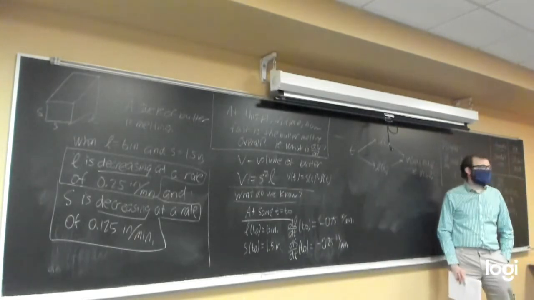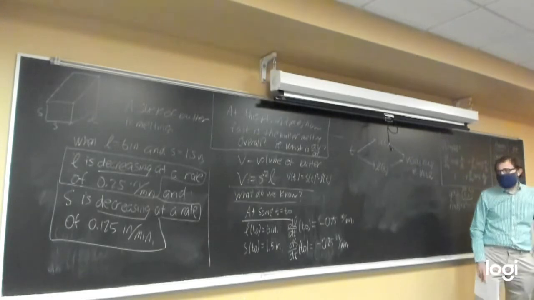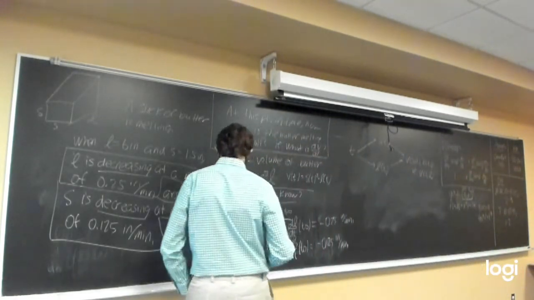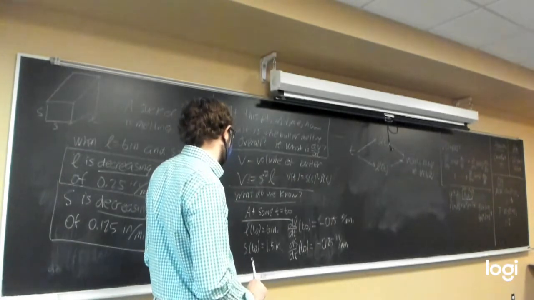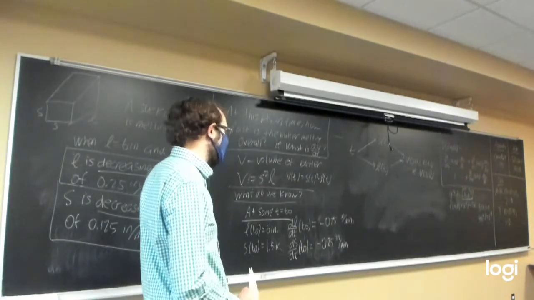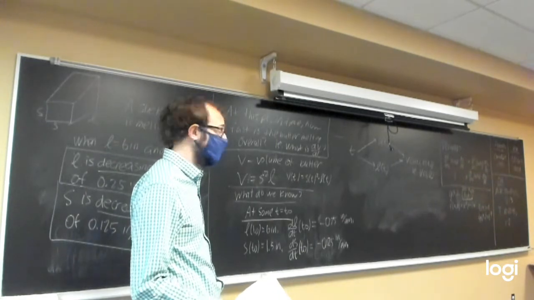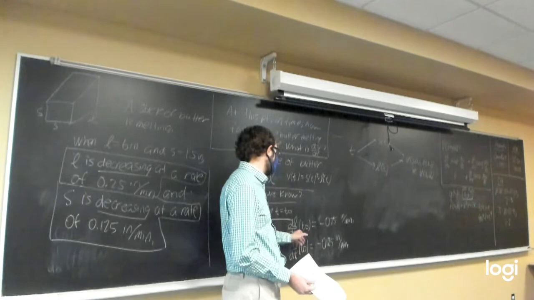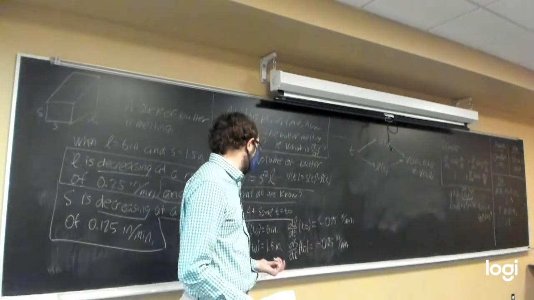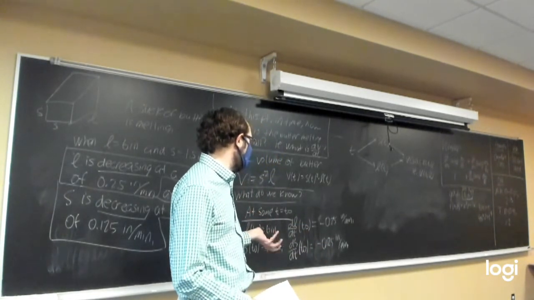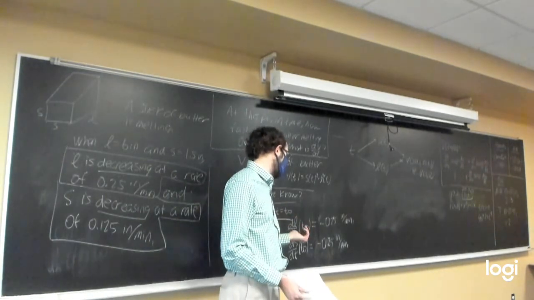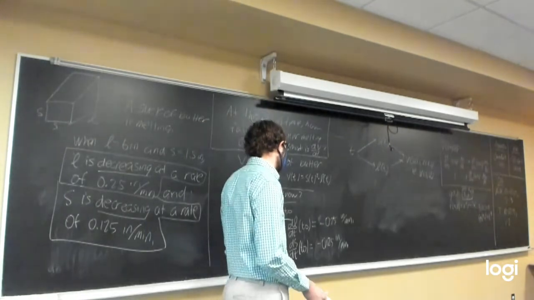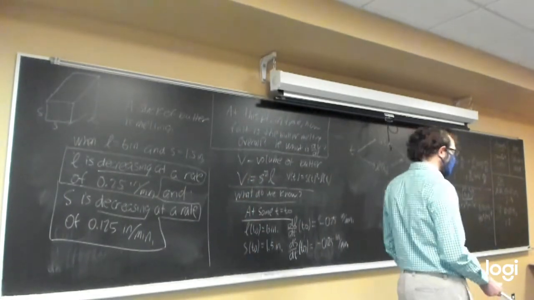So here's the pieces of information that we're given. We know that we have some point t naught in time, and at that point in time, we know the values of L and S, that L is going to be 6 inches, S is going to be 1.5 inches. If we take the derivative of L and S with respect to time at t naught, we know that dL/dt at that point is negative 0.25 inches per minute. dS/dt at that point in time is going to be negative 0.125 inches per minute.